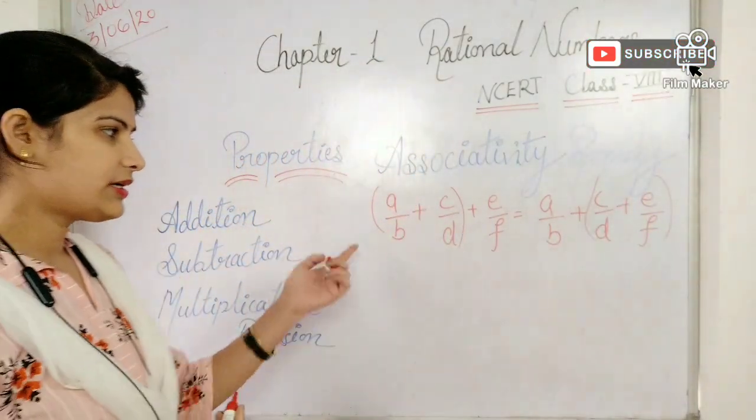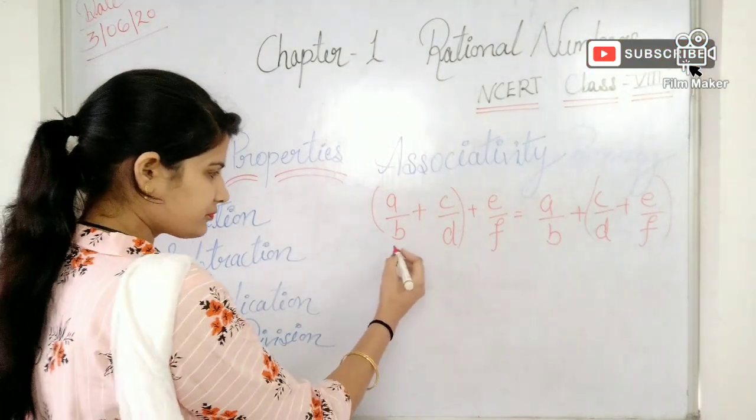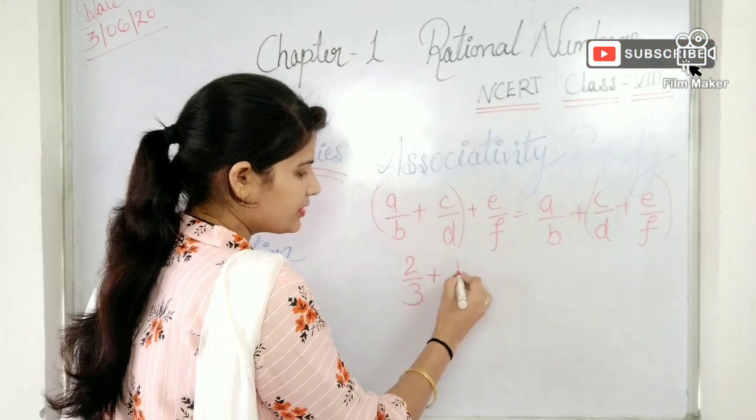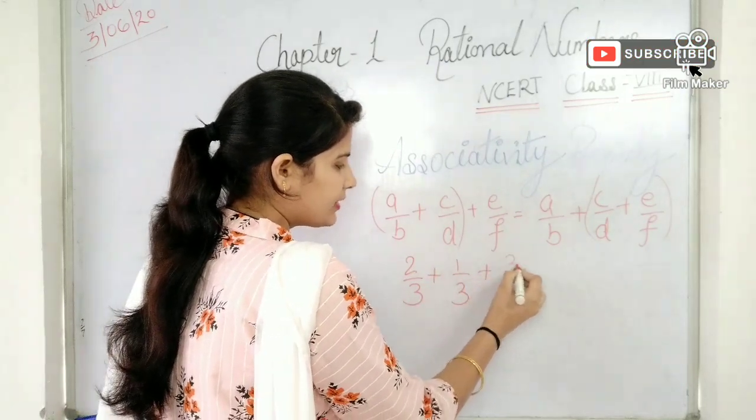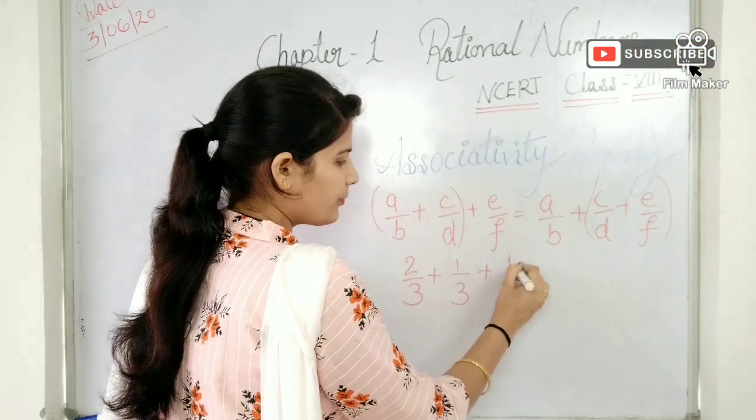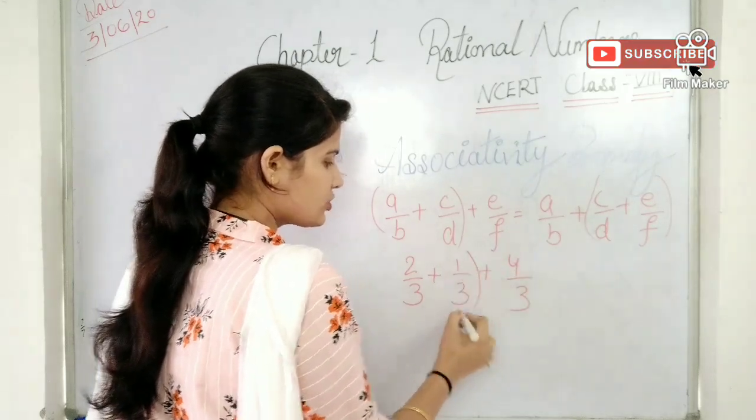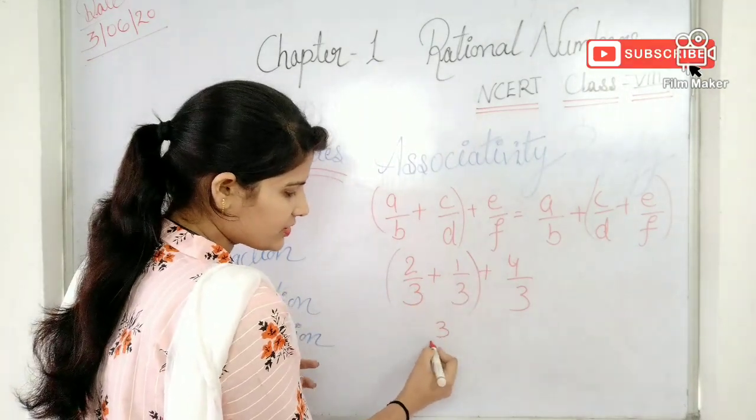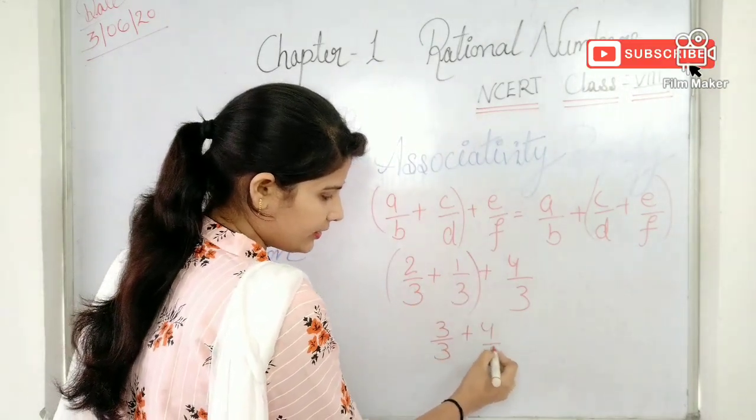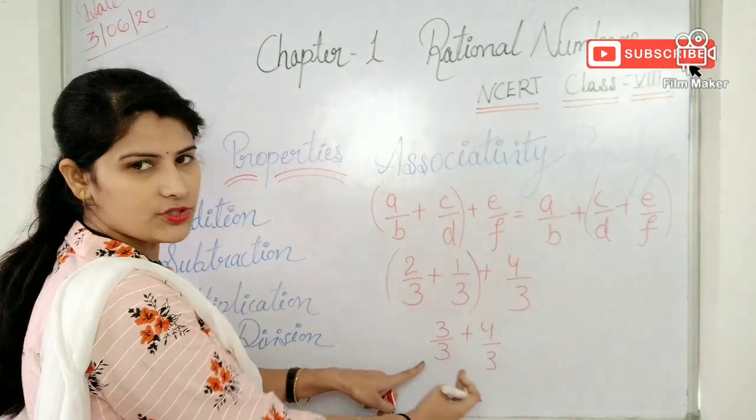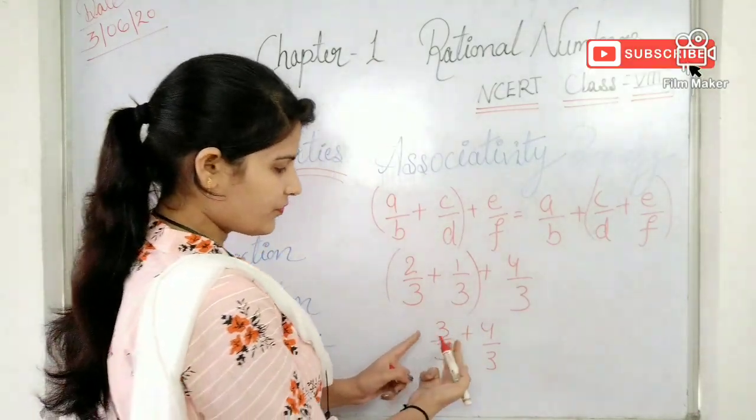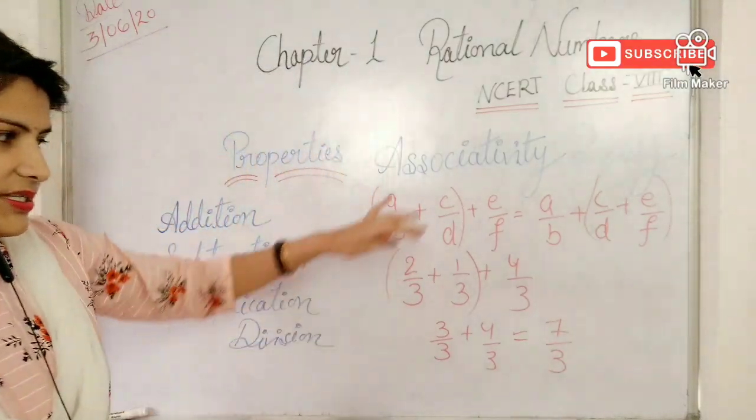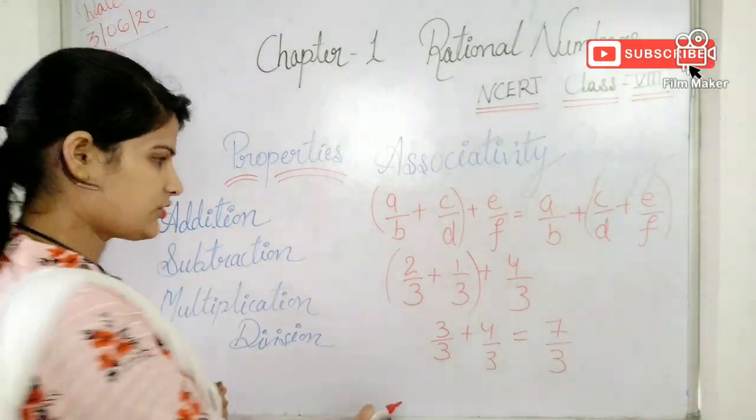Okay, so let's take one example. 2 upon 3 plus 1 upon 3 plus 4 upon 3. Solve this first. 2 plus 1 is 3, and then open the bracket and solve this number. So 3 plus 4, 7 upon 3. That means this side is 7 upon 3.